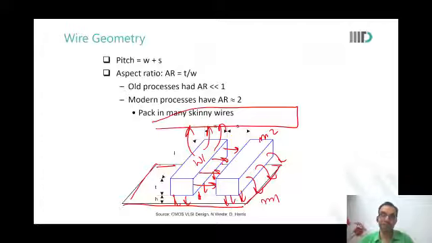Suppose I am running a clock and a data signal. Data signal is running in metal 1, clock is running in metal 2. Will I connect them also with a via? No. There are two independent signals running in two different metals. What's the big deal?